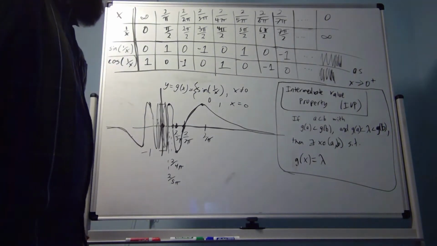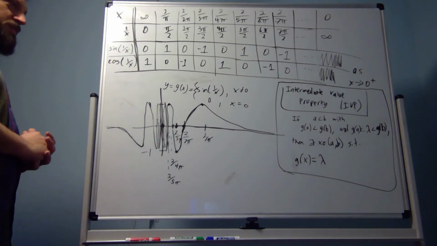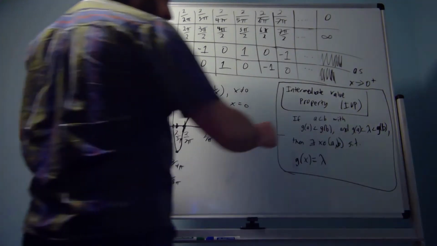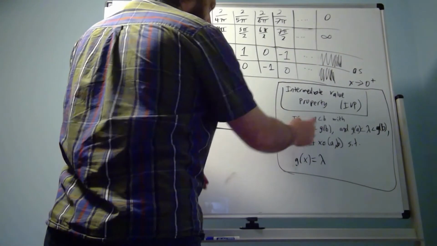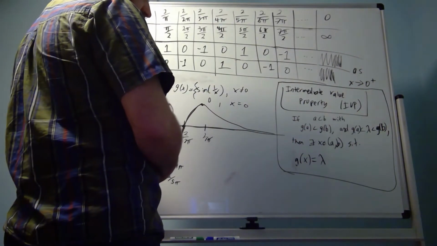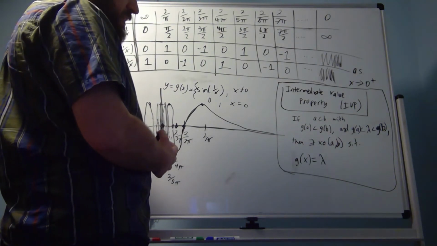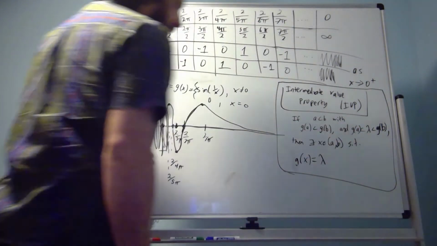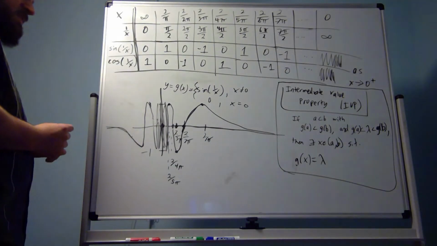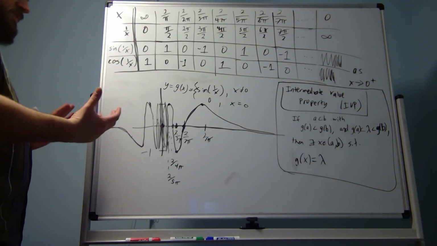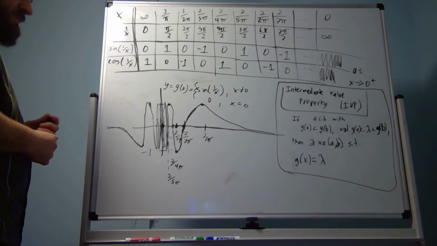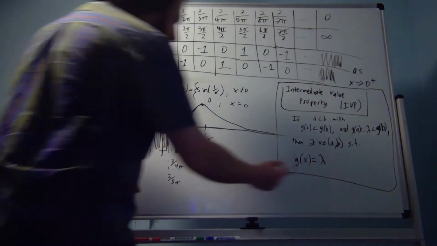So a function that has the intermediate value property is one such that if you have a less than b, those are your two inputs, and g of a is less than g of b, and if you also have a number, lambda, in between g of a and g of b, then there always exists an x value between a and b such that g of x is equal to that intermediate value.